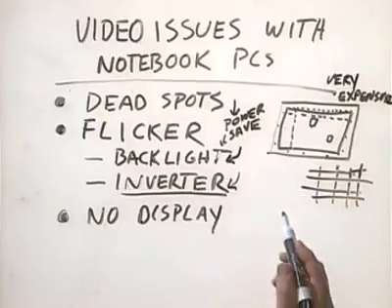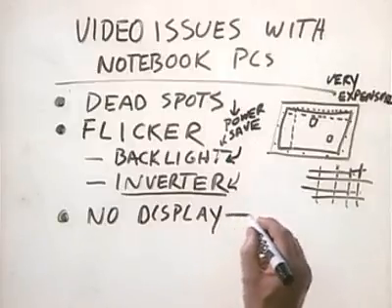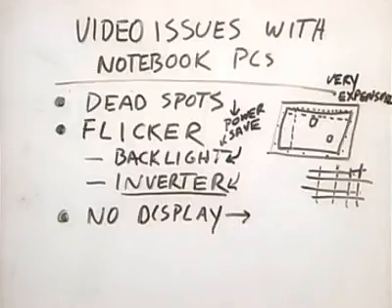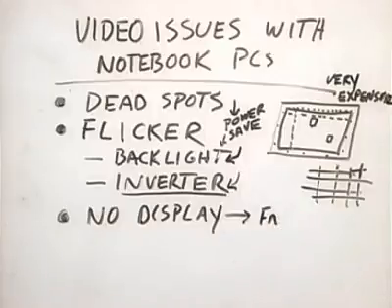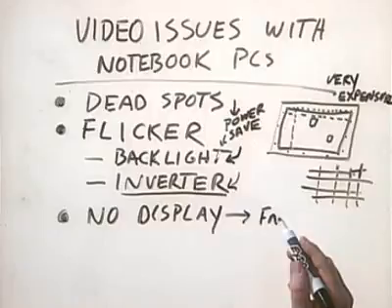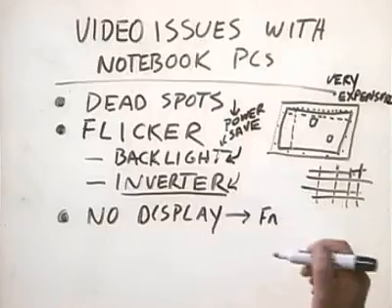Before you run out and buy yourself a new notebook system, check the obvious first. This no display issue can be caused by a variety of different things that are very easily remedied. First of all, check your video output function. Most notebook systems are designed to output the display to either the built-in LCD, to an external VGA monitor, or to both at the same time.